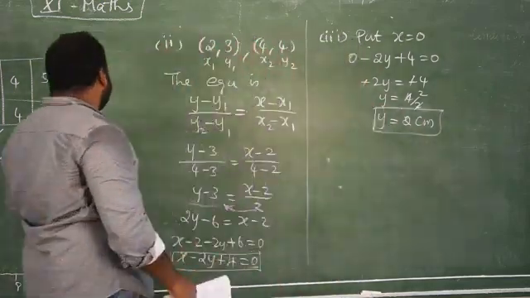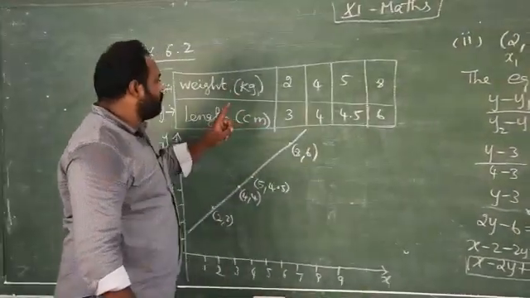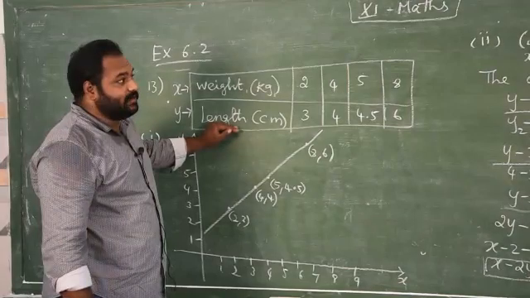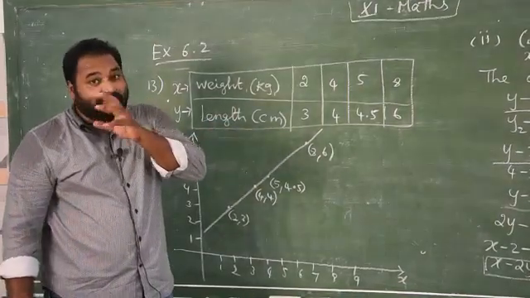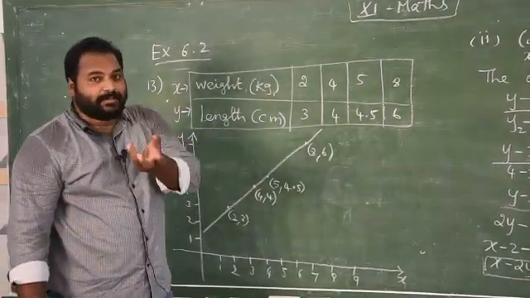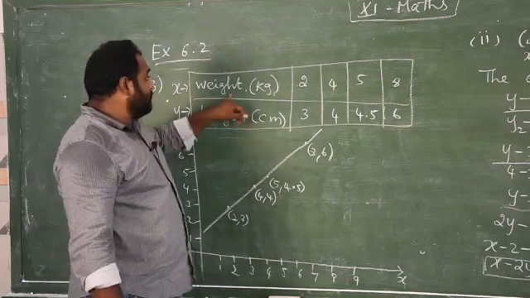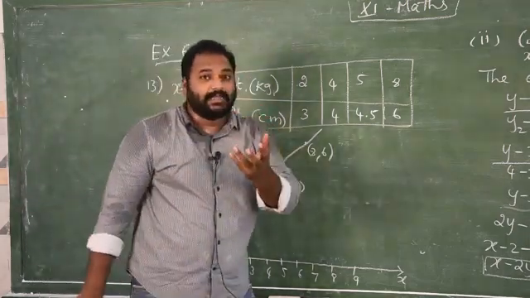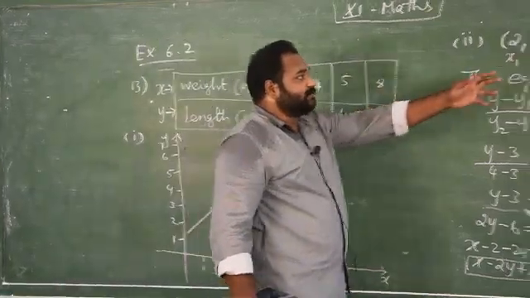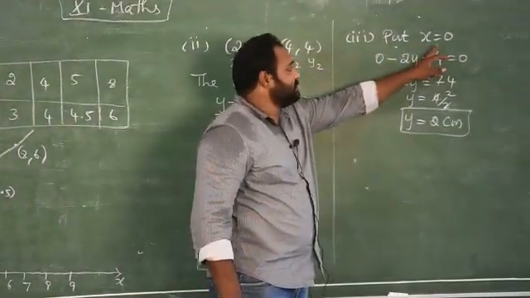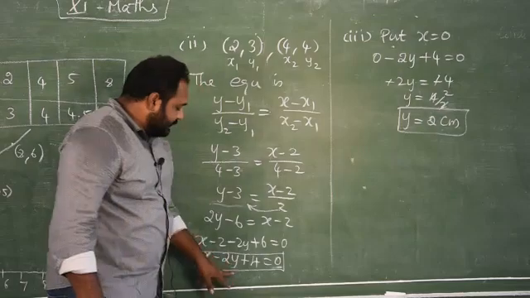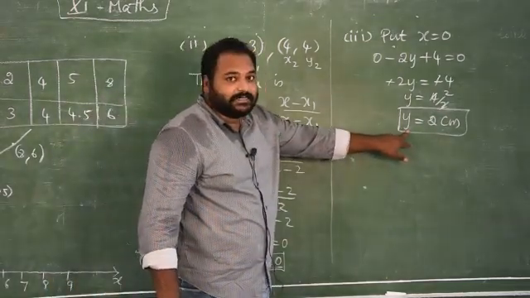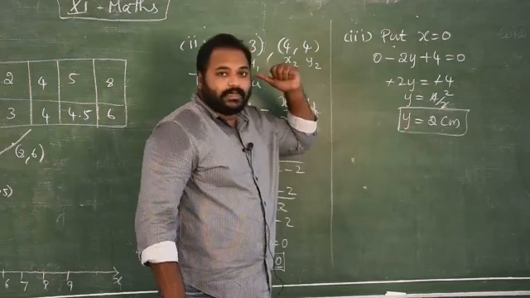Here you have to remember that when they are asking for the actual length, there is no weight attached to the spring. We consider weight as x. So if no weight is attached, x is supposed to be 0. If you put x equal to 0 in the general equation, we will get y, and that y value is considered the actual length of the spring.